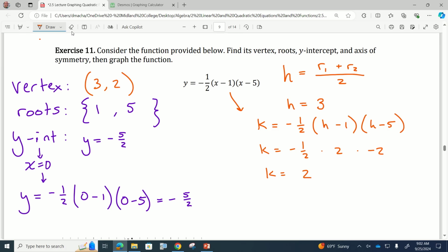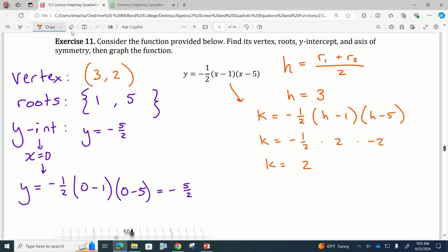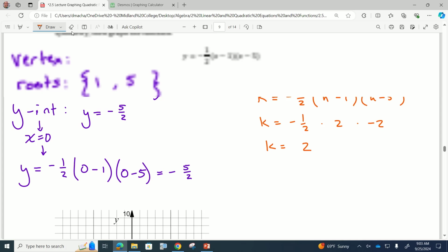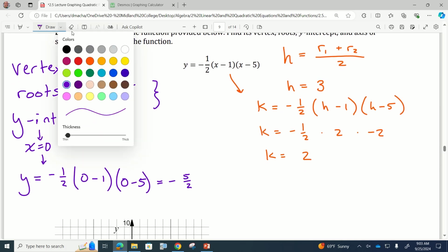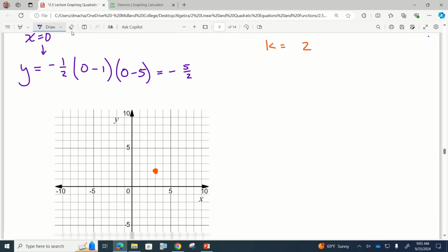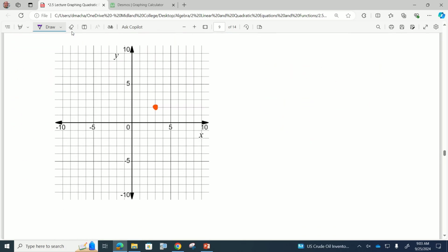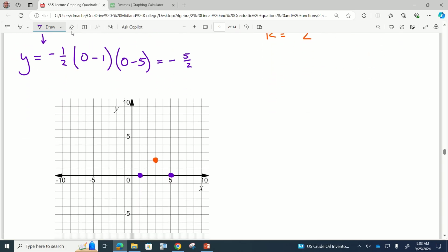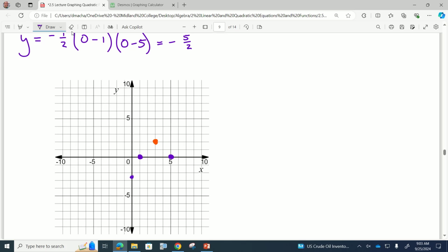So when we go to graph this, we're going to put down all 5 points again. And my vertex is at 3, 2. So here's 3, 2 for my vertex. My roots are at 1, 5. What I meant by that is my roots are my x-intercepts, and one of them is at x equals 1. The other one is at x equals 5. Then I need my y-intercept, which is at negative 5 halves. In other words, a little bit past negative 2, negative 2.5. Right here, that's my y-intercept.